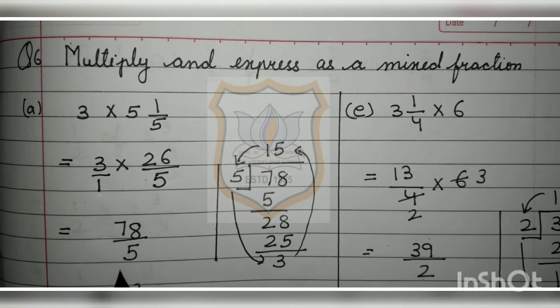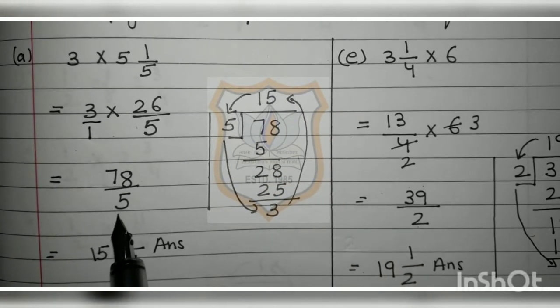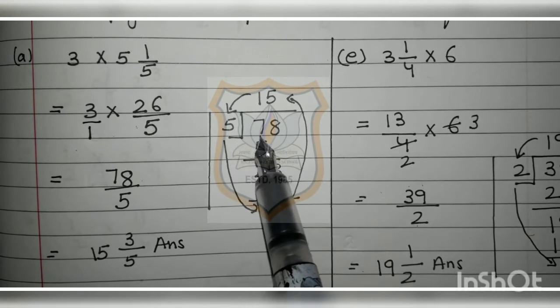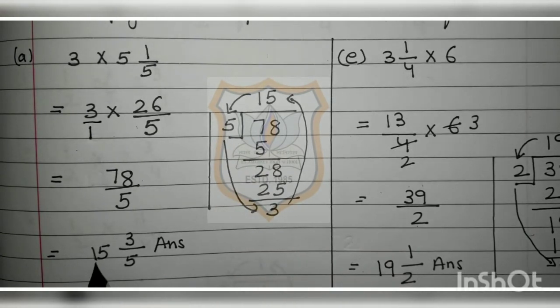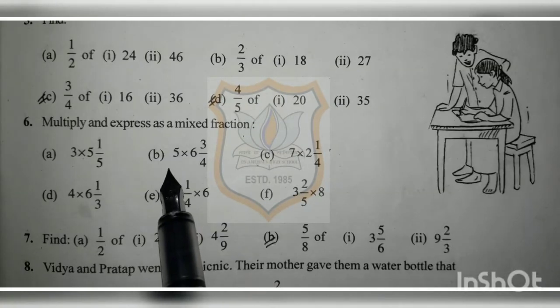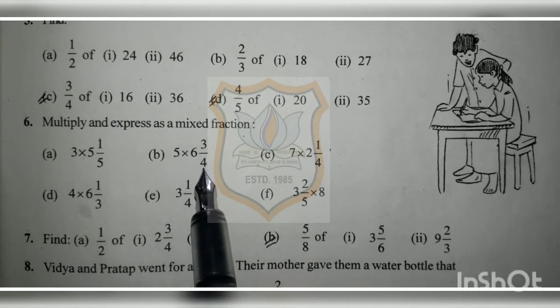Now this fraction is improper fraction. We will convert this improper fraction into mixed fraction. And for that we have to divide 78 by 5. And our mixed fraction will be 15 integer 3 upon 5. B part of question number 6 is 5 into 6 integer 3 upon 4.